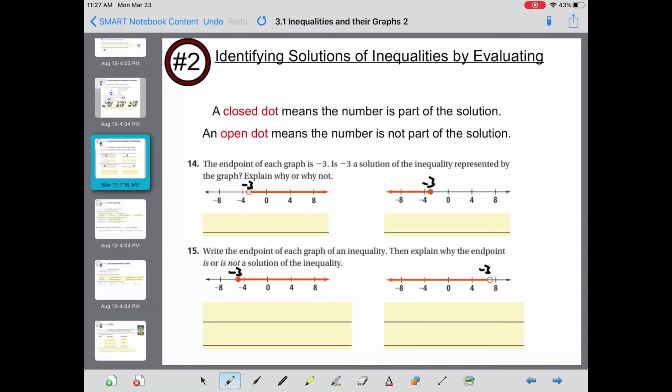Is -3 a solution of the inequality represented by the graph? Explain why or why not. Okay, so the first one for number 14 is not, because it's an open dot. Okay, we don't have to explain each time, just put not a solution.